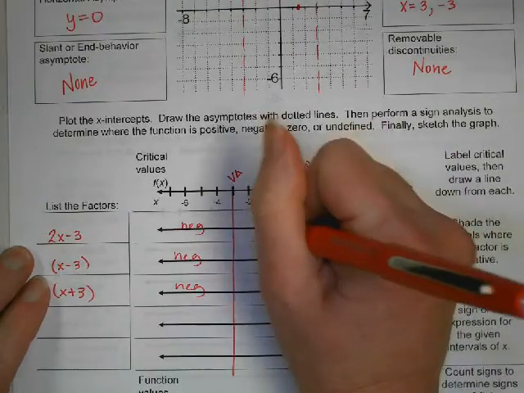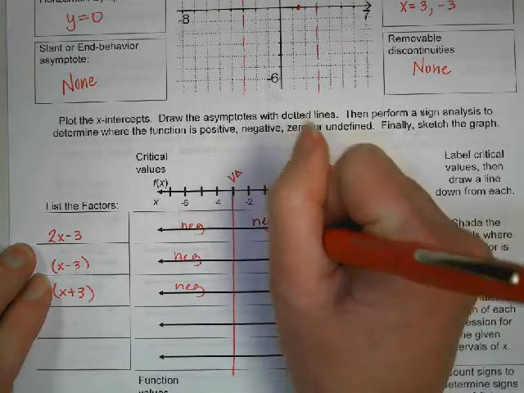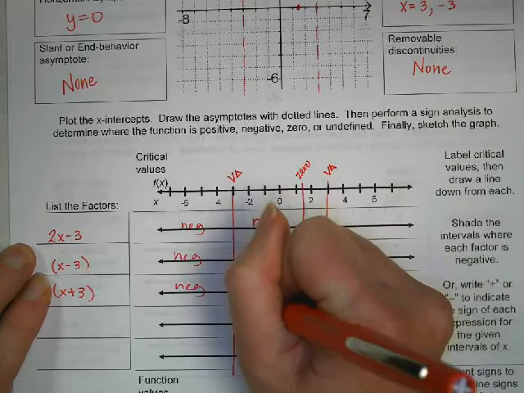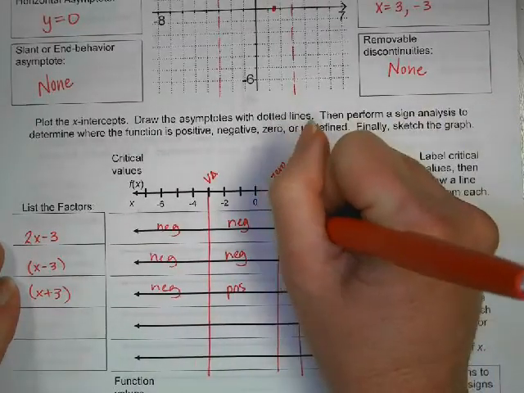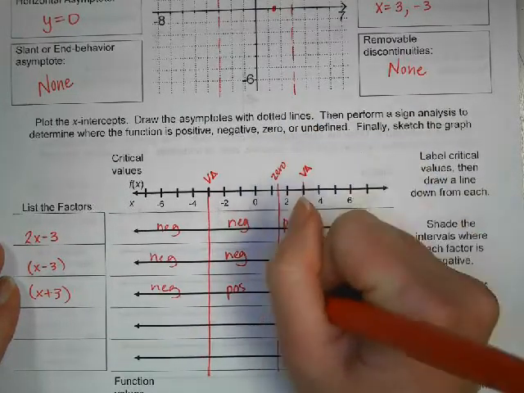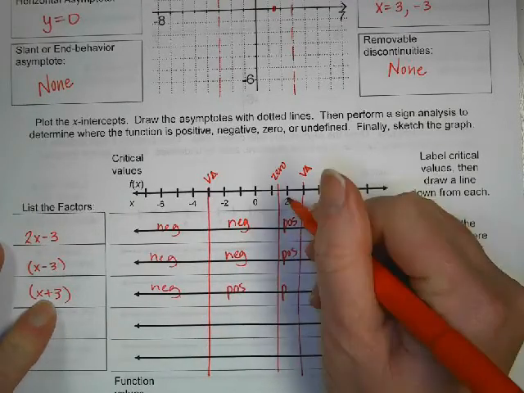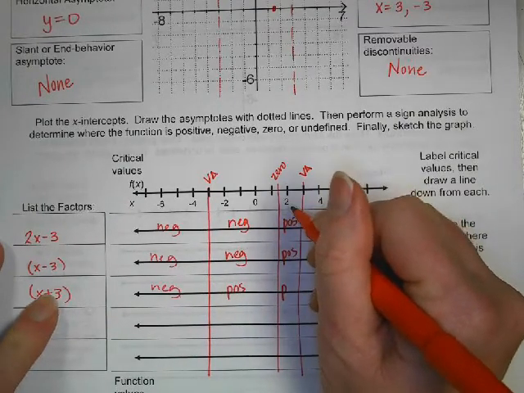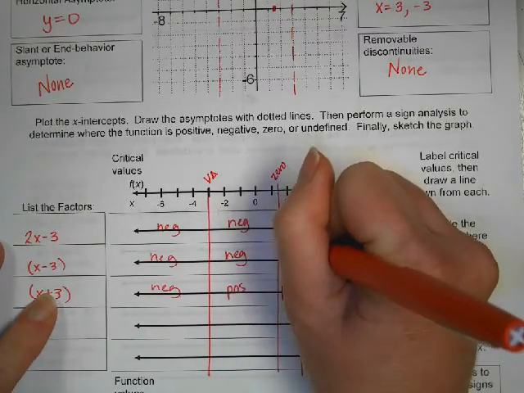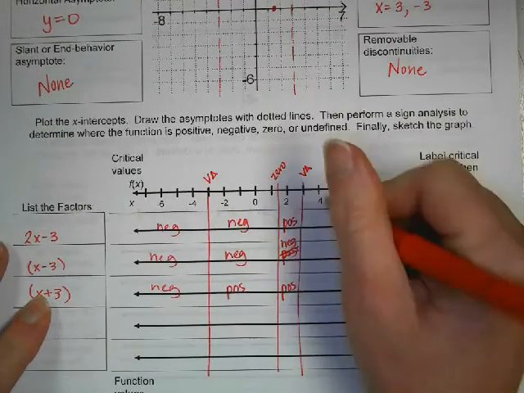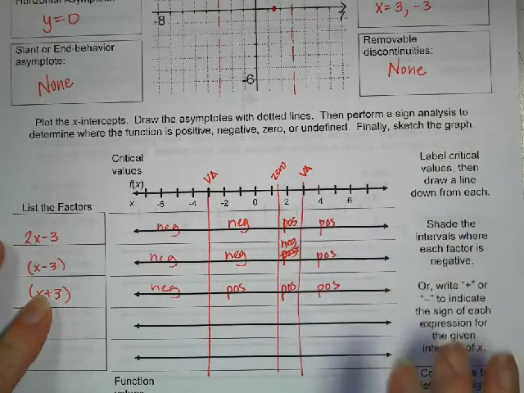In between, use 0, that's always the easiest. The top one would be negative, the next one would be negative, but the third piece, 0 plus 3, would be positive. Going in between 1.5 and 3, let's use 2. Positive, negative, positive. And then going to the right of 3, I'll use 4, that'd be positive, positive, positive. So it's going to be all positive on this side.